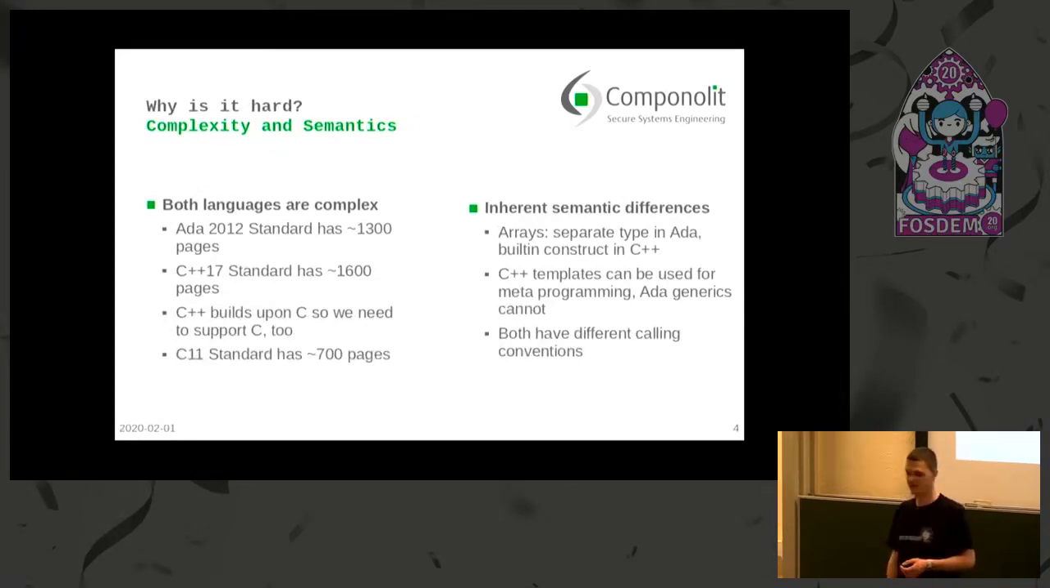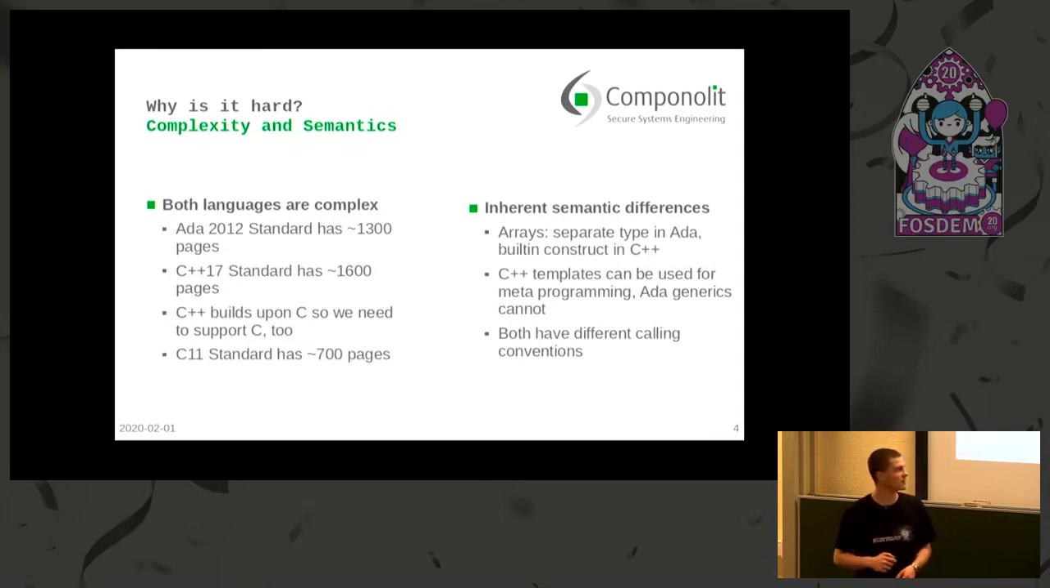So why is it hard? In an overview, they're both quite complex languages. Ada 2012 has 1,300 pages, and C and C++ together have around 2,000 pages of standard. To make a complete generator, you have to understand it all and map it all one onto another. And at some points, they are also inherently different. C++ templates can be used for metaprogramming. They're actually Turing complete. Ada generics are not that versatile, which in my mind is a good thing.